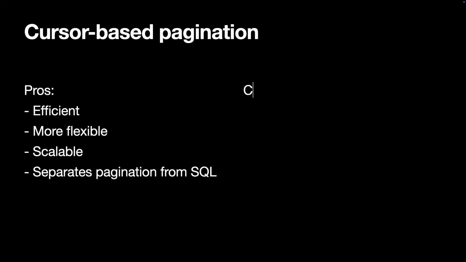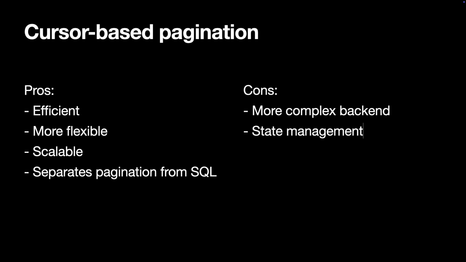And cons. More complex backend. Cursor-based pagination can be more complex to implement than keyset pagination, especially when dealing with cursor encoding or decoding. State management. It may require additional effort to manage the cursor state, especially when combined with multiple filters or sorts. Less transparent. Can be harder to debug issues because the cursor is an opaque token.